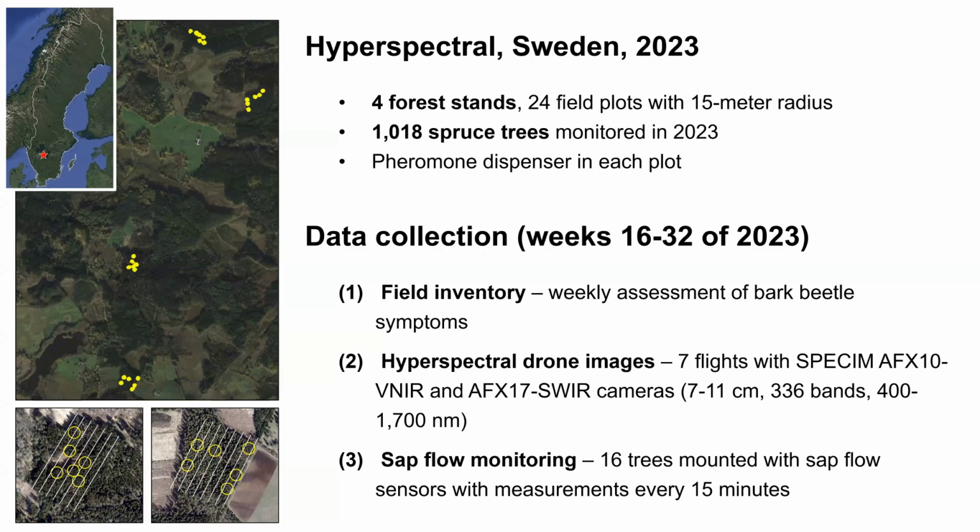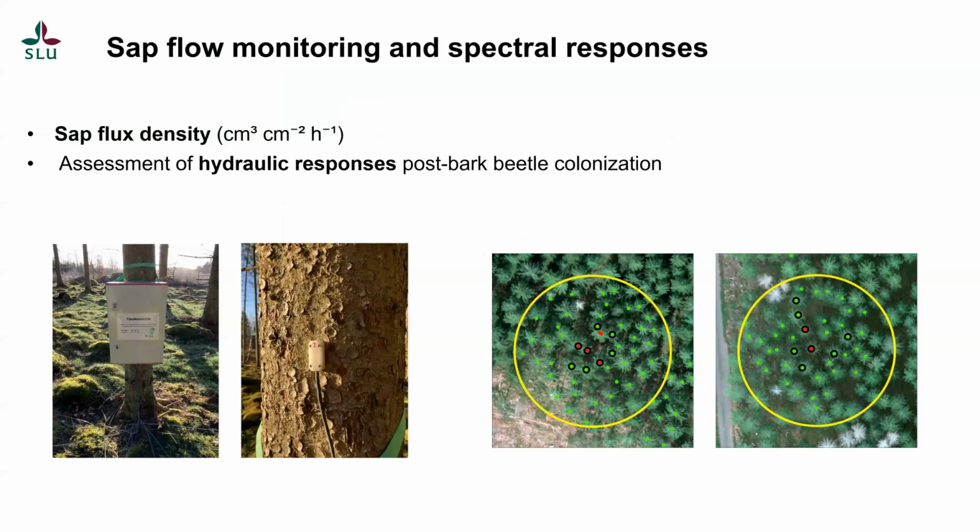And what's very new in the study is sapflow monitoring. And then we had 2 plots in 2 different stands where we mounted the sapflow stations, and each of the stations can measure the sapflow of 8 trees. So in total, we have 16 trees that were monitored during that year, and data was logged every 15 minutes.